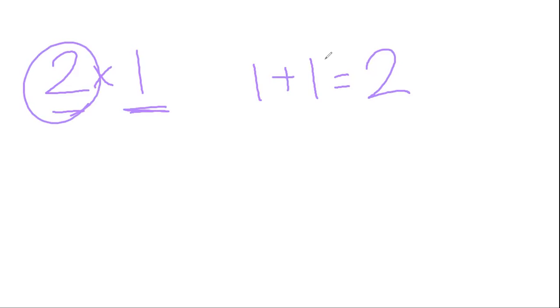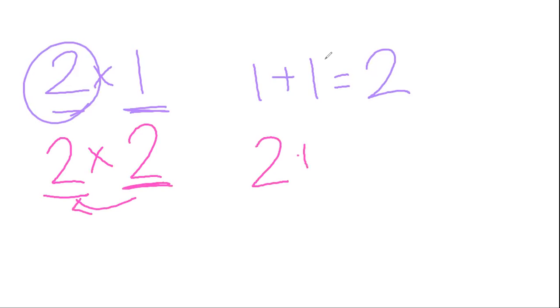What if I have 2 times 2? It's like saying two groups of 2, so I'm adding 2 2 times. Two groups of 2 is 2 plus 2. The sum of 2 plus 2 equals 4. When I'm multiplying by 2, it's kind of like adding doubles.